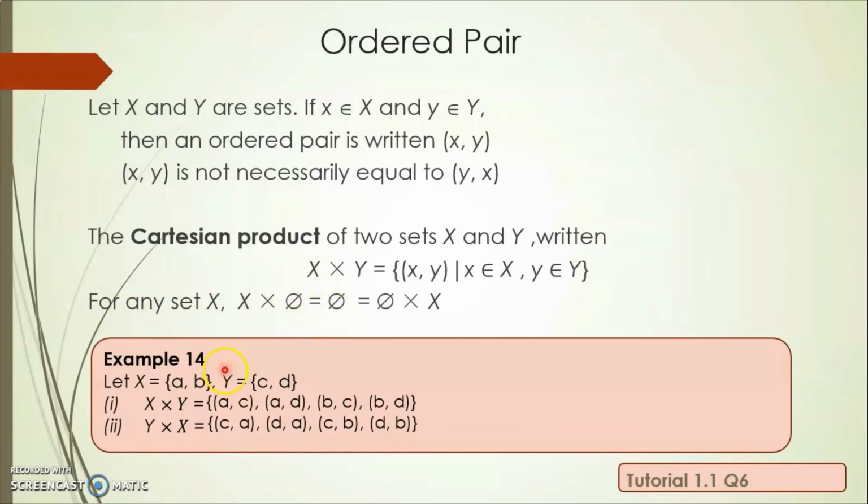For example 14, let x equal {A, B} and y equal {C, D}. The Cartesian product of x and y equals (A, C), (A, D), (B, C), and (B, D). Basically, all the possible ordered pairs based on set x and set y. Similarly, the Cartesian product of y and x equals (C, A), (D, A), (C, B), and (D, B).